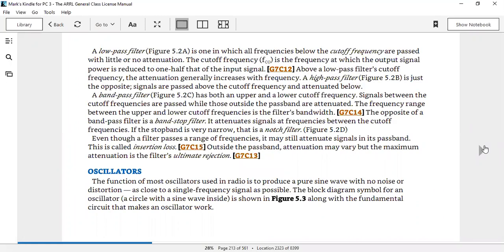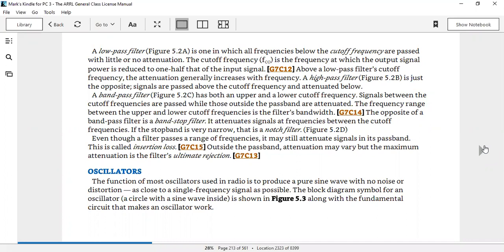A low pass filter is one where all frequencies below the cutoff frequency are passed with no attenuation. And a high pass filter is where all signals above the cutoff frequency are passed, and the ones below it are attenuated, or severely attenuated. And a bandpass filter has both an upper and lower cutoff frequency, and signals between the cutoff frequencies are passed, and those outside the pass band, the upper and the lower, are cut off.